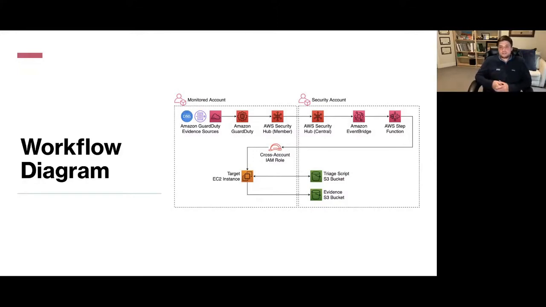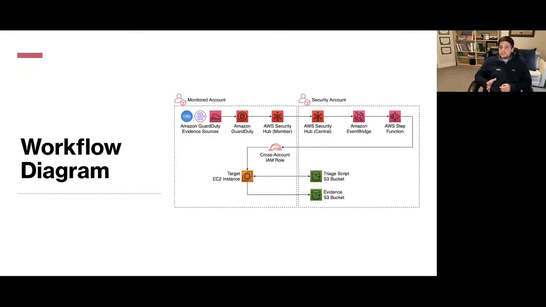Now, in this demonstration, GuardDuty is feeding into Security Hub from a member account. Then we have that member central replication, where all of my findings from each member account will be replicated into a central account. So in my security account where I'm deploying this triage collection workflow, I can see all of the Security Hub findings for all of my member accounts. They just feed in passively.